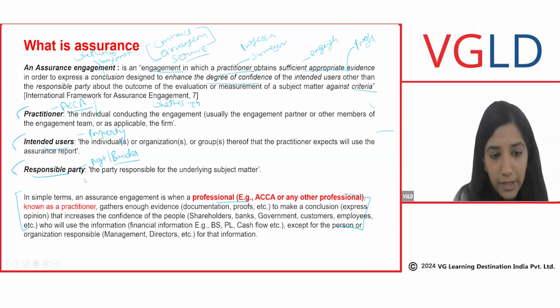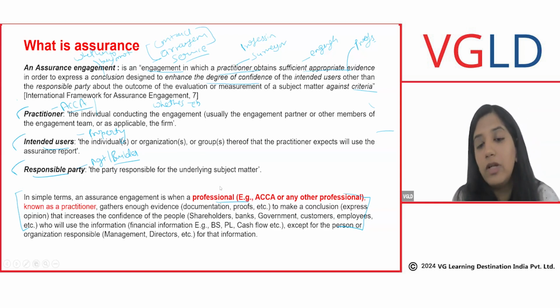Therefore, that the practitioner expects will use the assurance report. Now, the responsible party is the party responsible for the underlying subject matter. Your client is the responsible party, because when you roll out the report also, you just say that I am only giving you an opinion, but whether the laws, rules and regulations are being followed or not, that is the responsibility of the management. See, as an auditor, I can only write in my report that all the rules and regulations that are applicable on this ABC organization are either being followed or not followed. But it is not my duty as an auditor to go to that organization and ensure that the rule is being followed. That is management's responsibility.